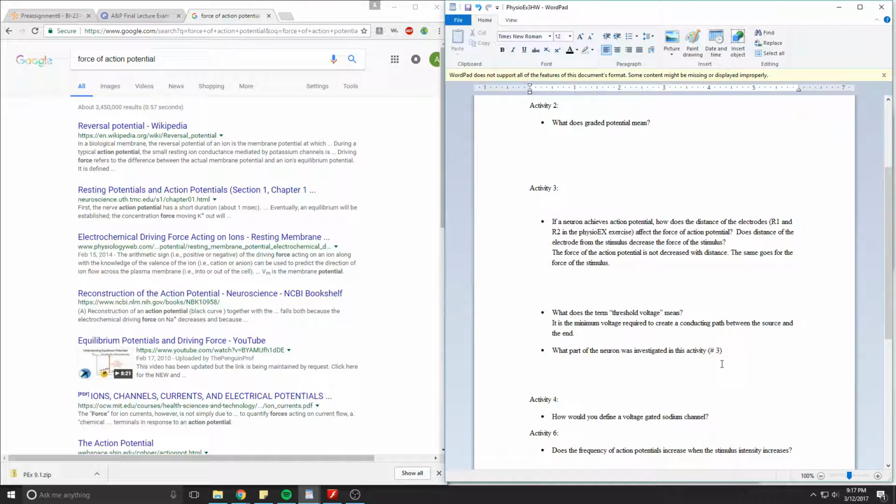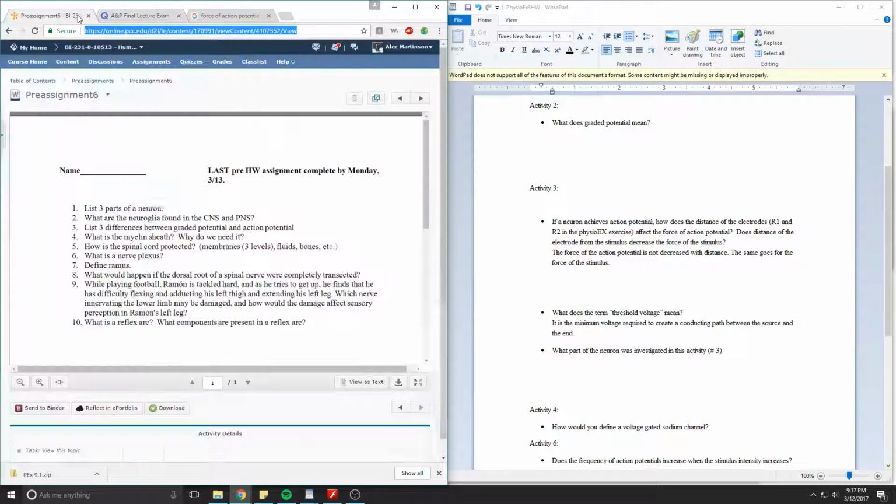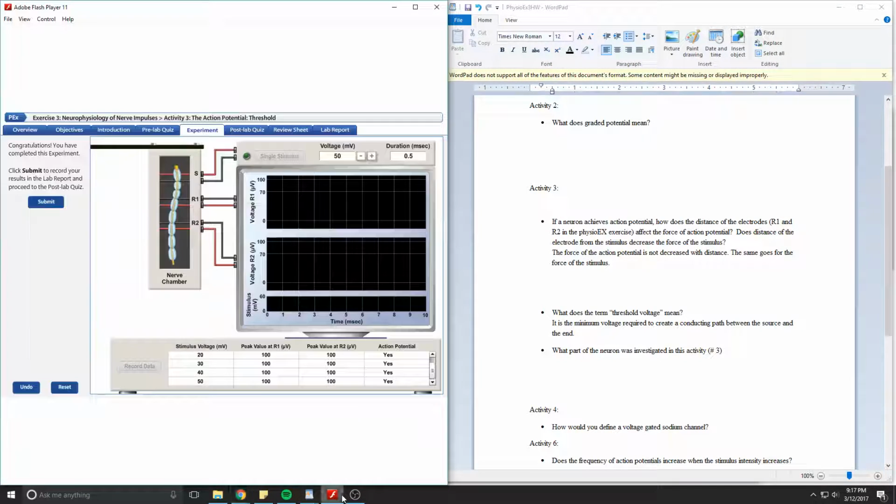What part of the neuron is investigated in this activity? It's the axon, isn't it? Yeah, that's the axon. It is investigating the axon.